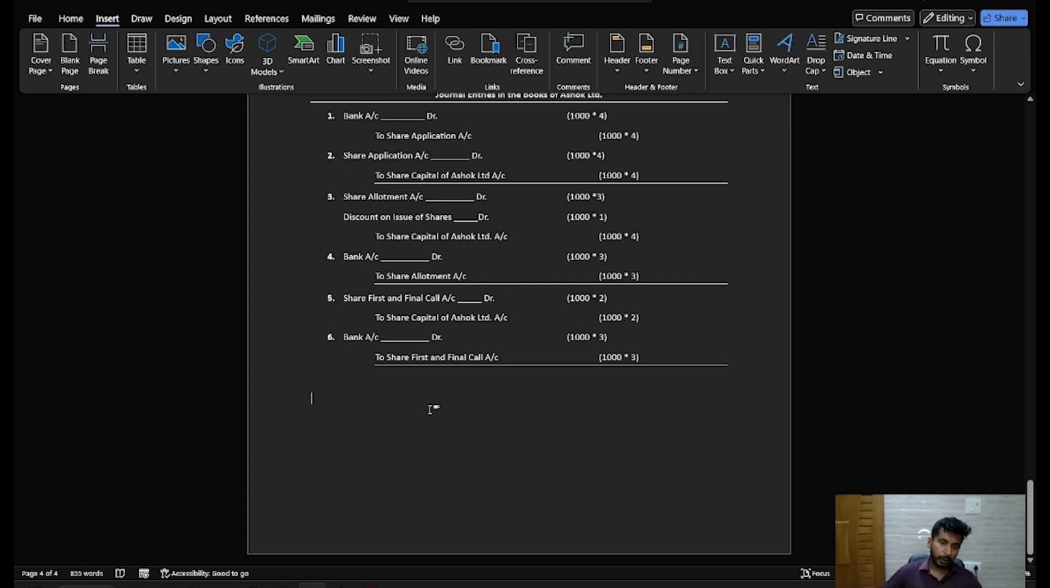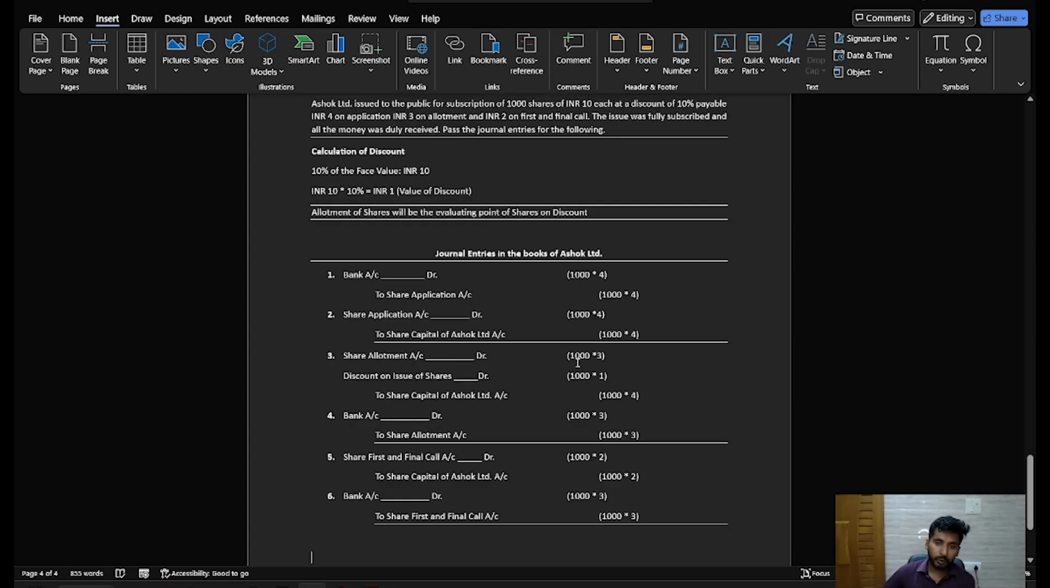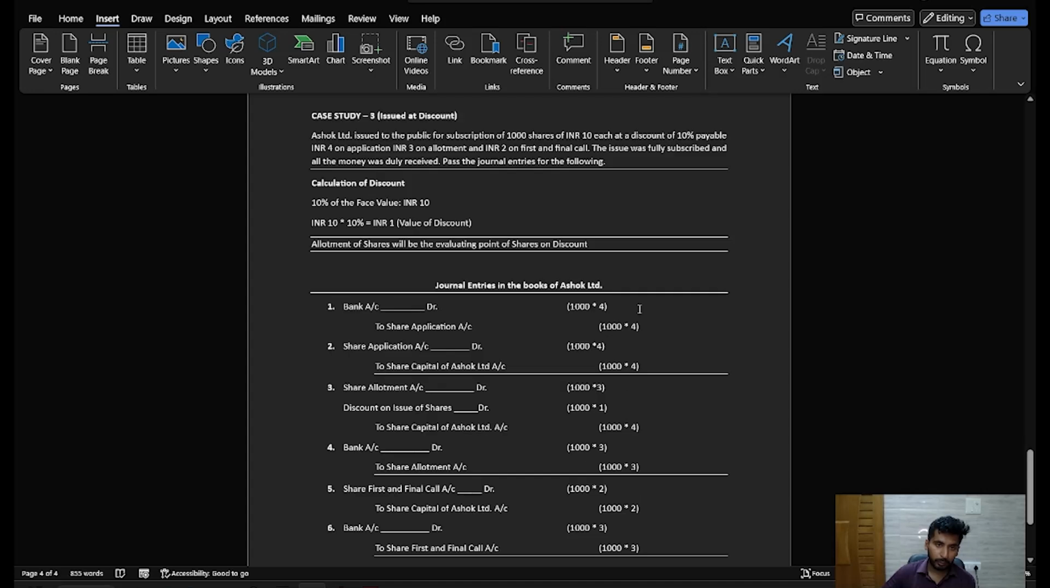This is how the entries will look in the books of Ashok Limited if the shares are issued at a discount. I hope you have understood this.